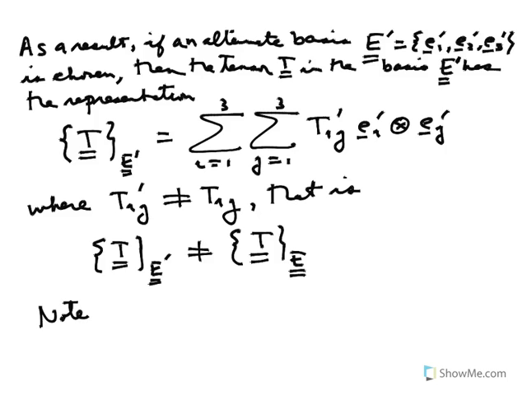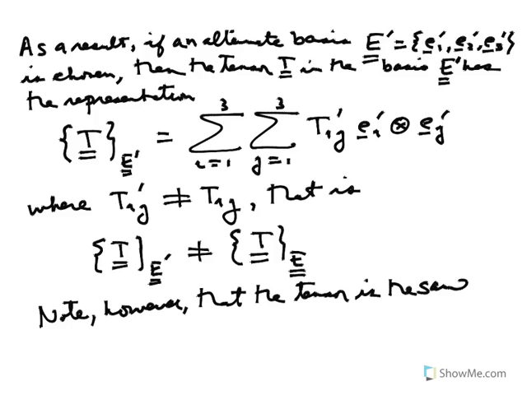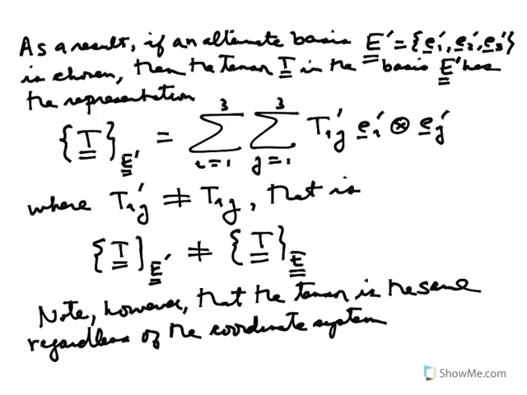Note, however, that the tensor is the same regardless of the coordinate system. Again, that's the same thing as saying basis in this case, because we don't really have any origins of the coordinate system, right? So the tensor is the same regardless of the coordinate system used to represent the tensor.